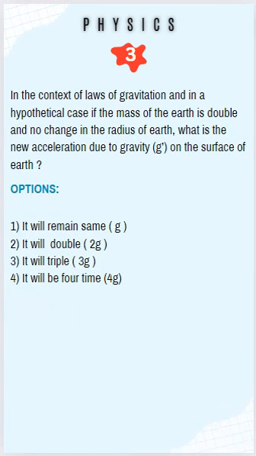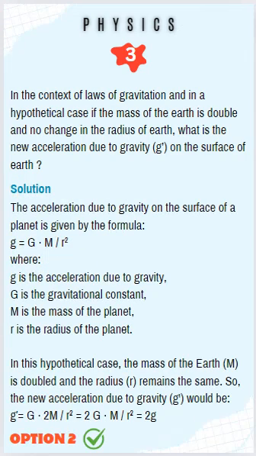The next question is based on the formula for acceleration due to gravity, that is g equal to capital G multiplied by capital M divided by r square. The correct answer is option 2. The new acceleration due to gravity will be double of the initial acceleration due to gravity. You can observe how we arrived at the new value by using the formula for acceleration due to gravity g.